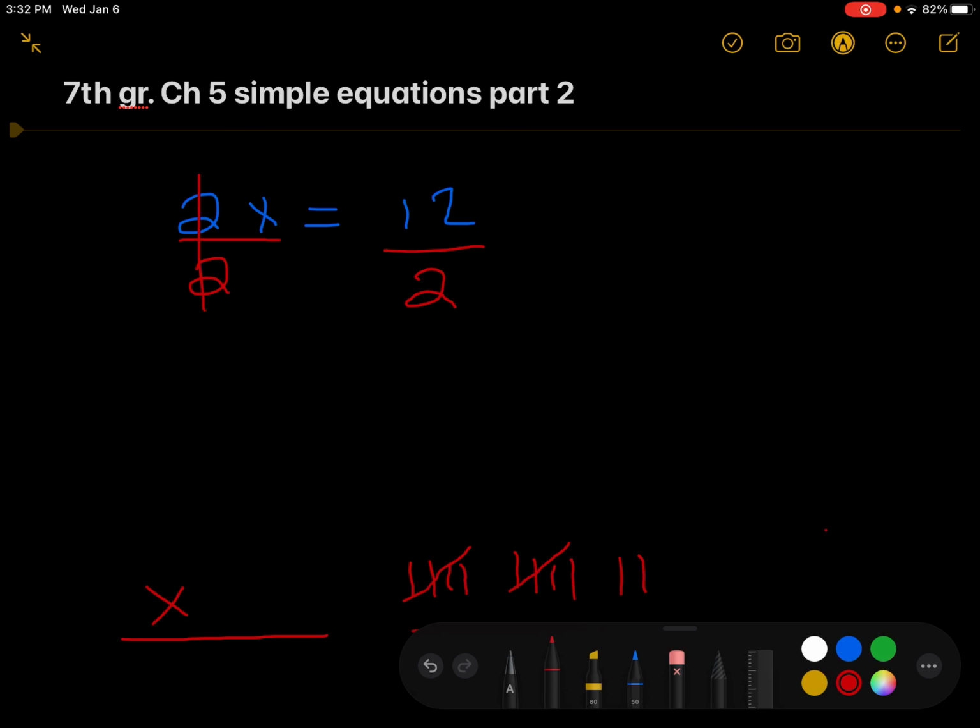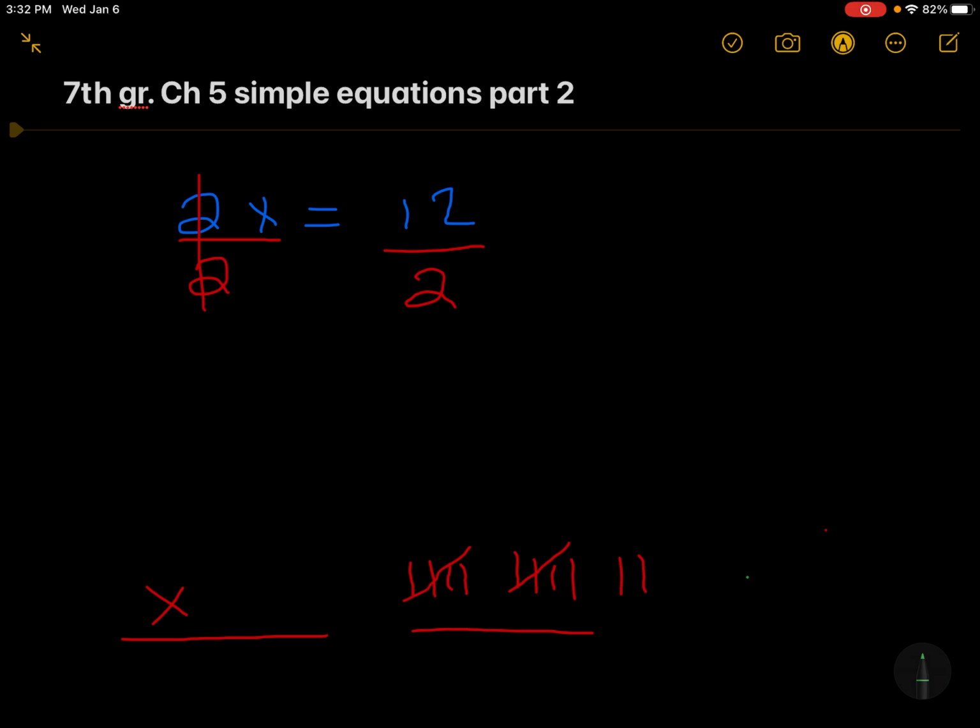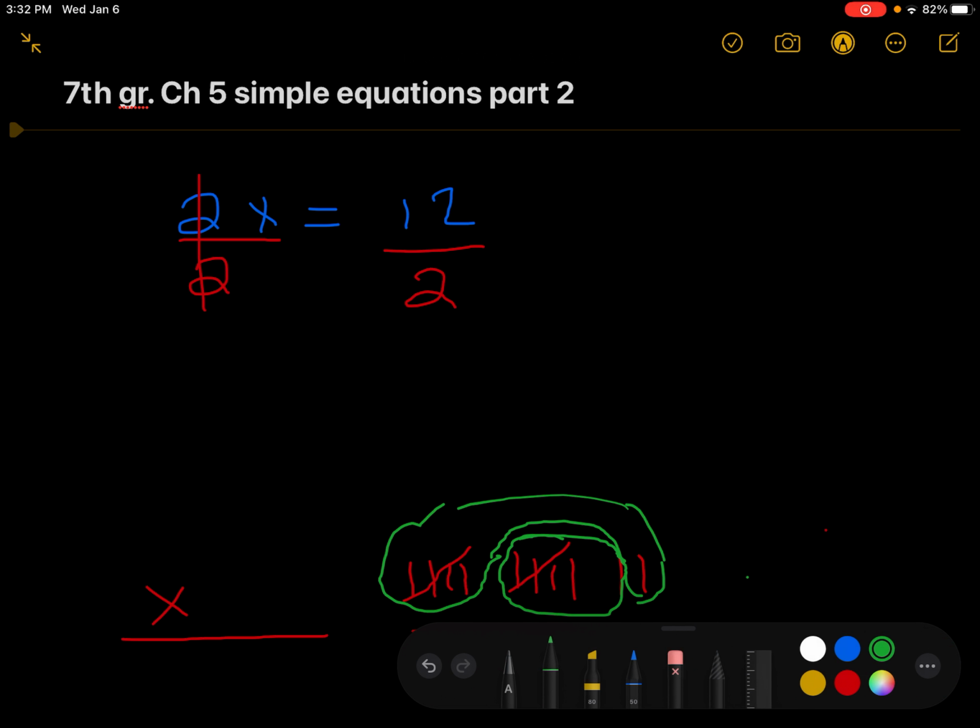If I would have written my tallies differently, I could have circled them for you. This would have been an equal group of 6. And then, this would have been an equal group of 6. We're getting rid of one of those groups.